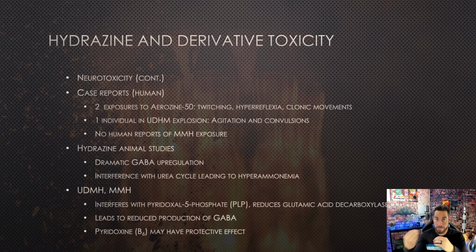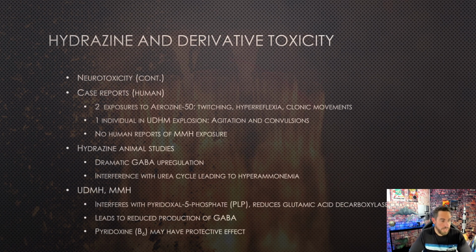As far as animal studies go with hydrazine, what they've noticed, with just pure hydrazine, is a dramatic GABA upregulation. GABA is an inhibitory neurotransmitter, so it leads to CNS depression. And then they also see an interference with the urea cycle, which then leads to hyperammonemia. So if your urea cycle is not working, you're not processing ammonia, and hyperammonemia leads to altered mental status also.